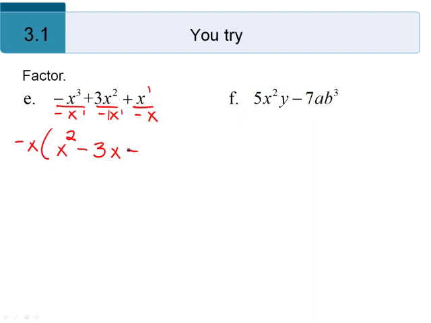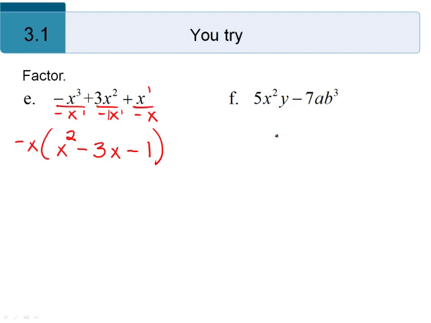Now, here's where everybody messes up. x divided by x is 1, and you have to write that 1 there or your answer's wrong. Because first of all, if you have 3 terms in your original problem, you have to have 3 terms in the parentheses. Otherwise, when you distribute, you'll never get back to those 3 terms. So if a term, when you're dividing by your common factor, completely cancels out, it cancels out to 1. So remember that.